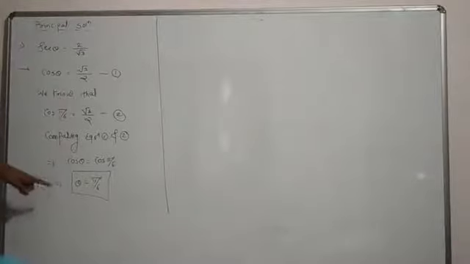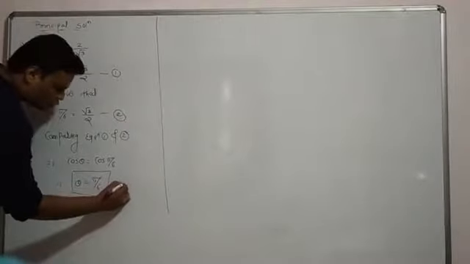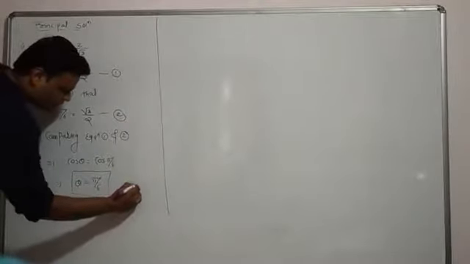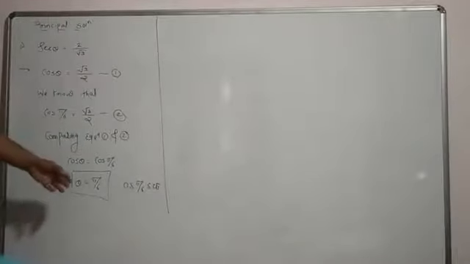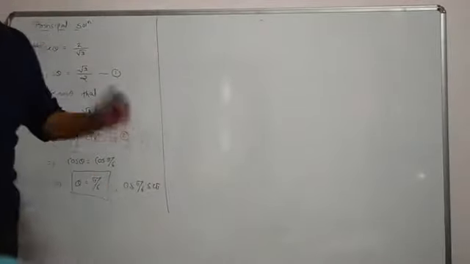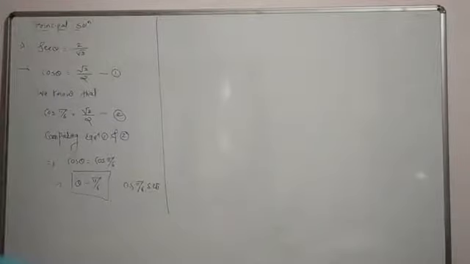So that implies theta is equal to pi by 6. So what is the value of theta? Pi by 6. That means you have one principal solution as pi by 6, and you know that 0 is less than or equal to pi by 6 is less than or equal to 2 pi, because it belongs to the first quadrant. Now you have to find one more solution.